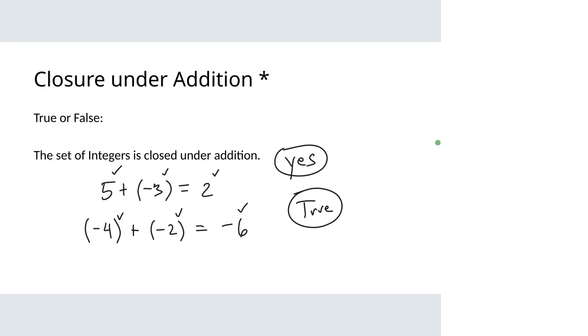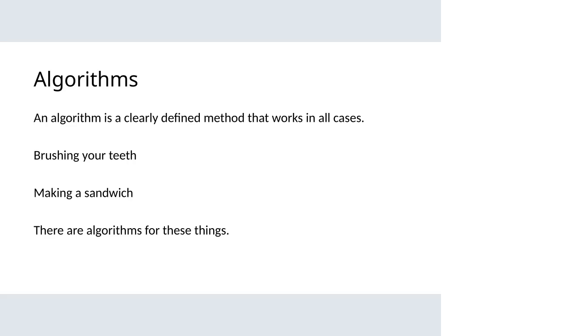We're going to talk about algorithms. What an algorithm is, it's just a fancy word. You hear it all the time with social media: the algorithm gave me that video to watch. Yeah, it sure did. An algorithm is a clearly defined method that works in all cases. The algorithm that gives you that video to watch takes all the information that you've provided it with and makes decisions to give you something else.